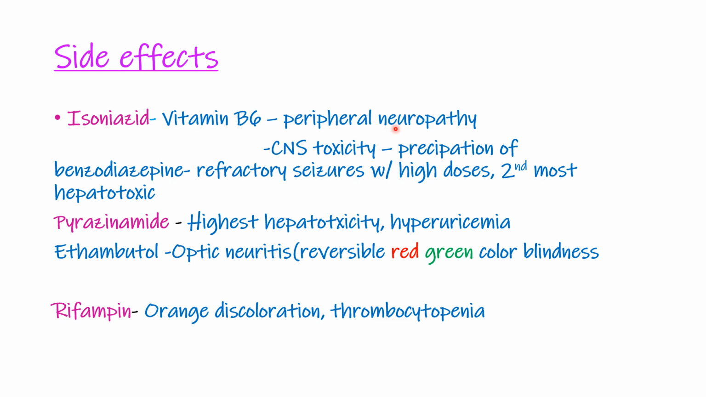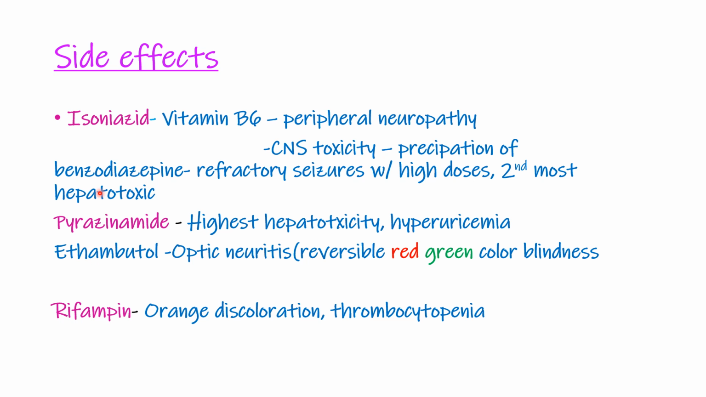These are the side effects of the first line drugs. Isoniazid causes vitamin B6 deficiency, where you have peripheral neuropathy. It can also cause CNS toxicity, which decreases the threshold for seizures, and these seizures are not refractory to treatment by benzodiazepines. I hope you have understood. So it will cause seizures, and even when you give the drugs for seizures, the seizures will not improve.